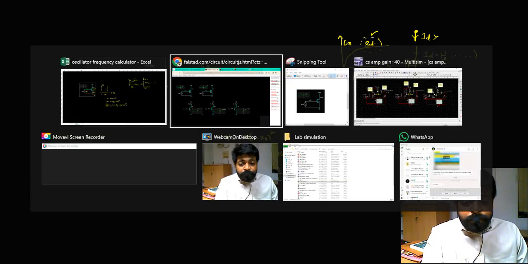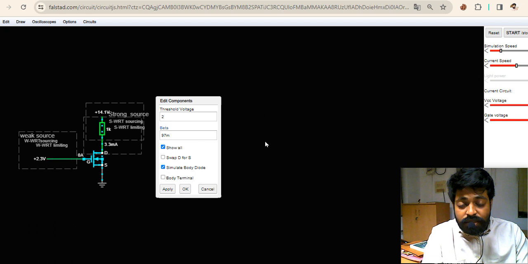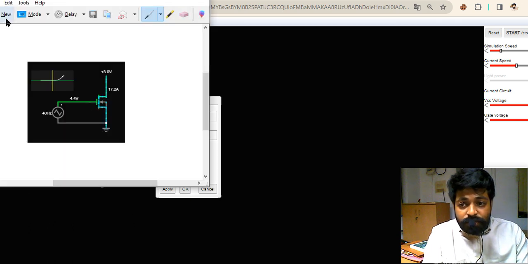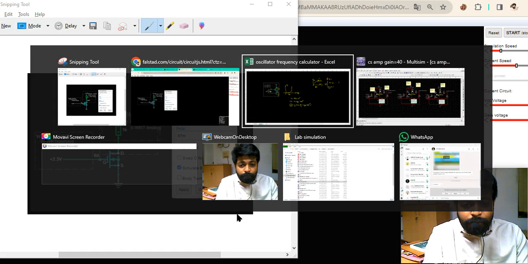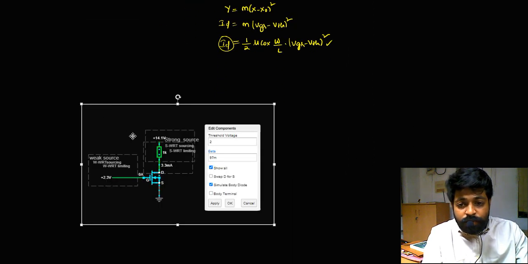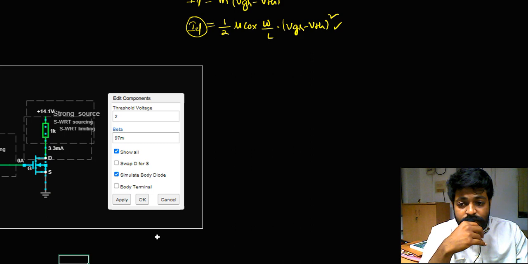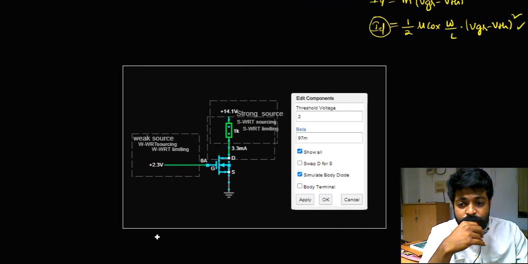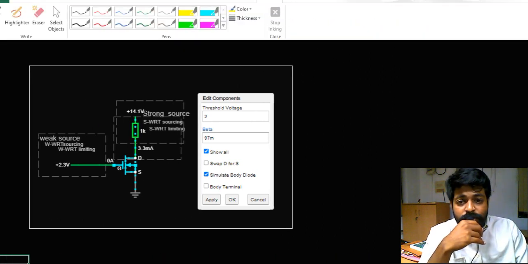So let us see how the voltage controlling current device mechanism of the transistor works. Here I have the transistor circuit with the biasing circuit. Let me take a screenshot of this. Now coming to the transistor, let us calculate the drain current, how much he is expecting.